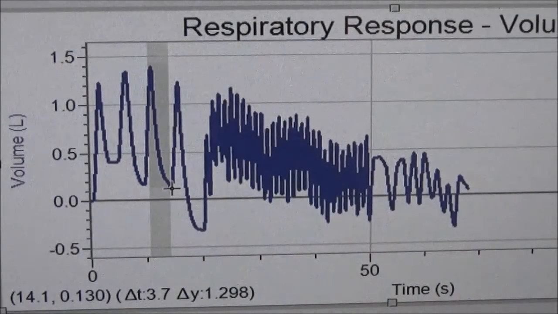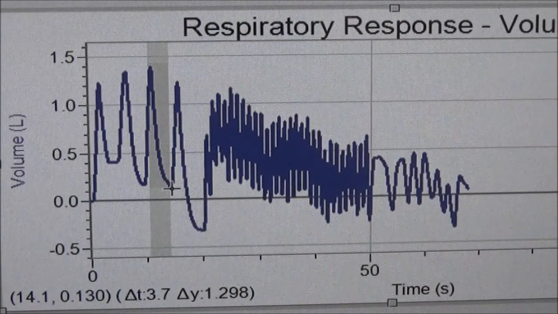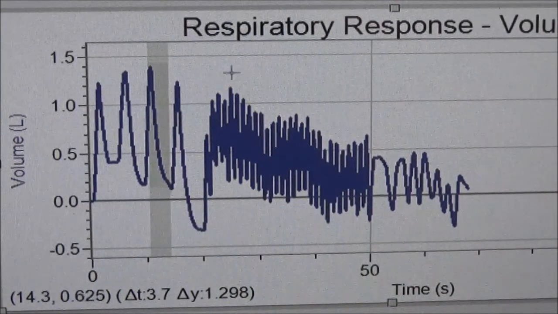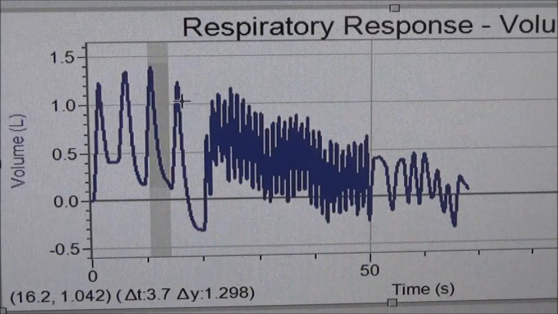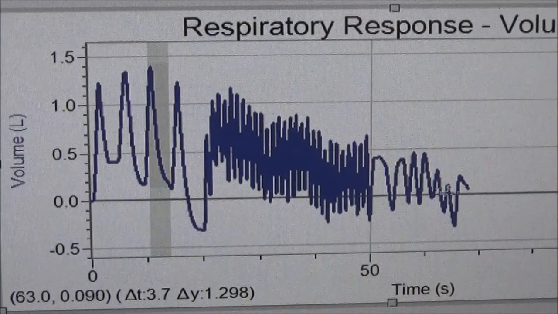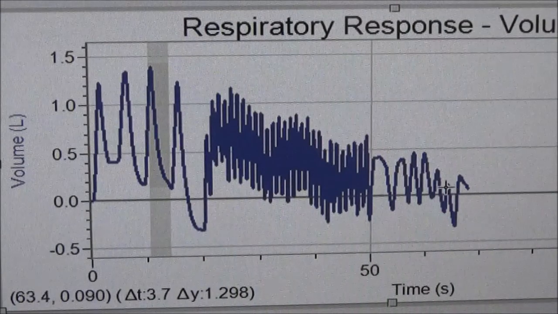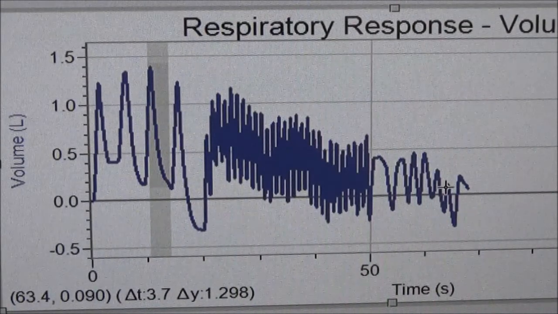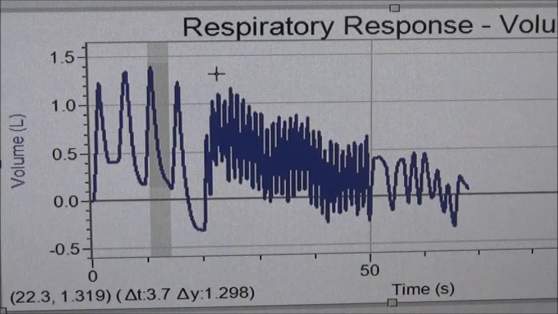Okay, this is the data collection from the hyperventilation or rapid breathing experiment where I took about 4 normal tidal breaths. I rapidly breathed for about 40 seconds, and then I took about 4 or 5, maybe 6 tidal volume breaths after that. Now to get our data, we're going to have to do what we did in the previous experiment.